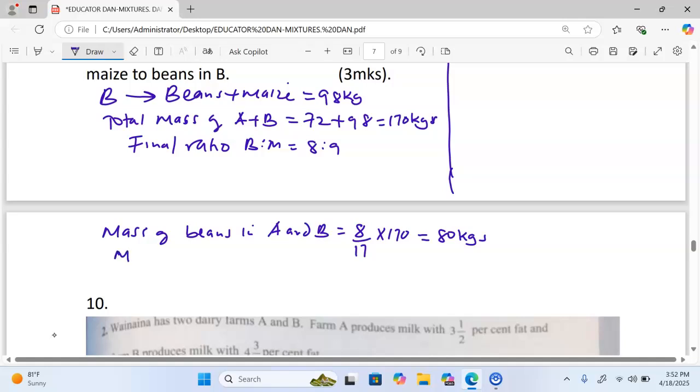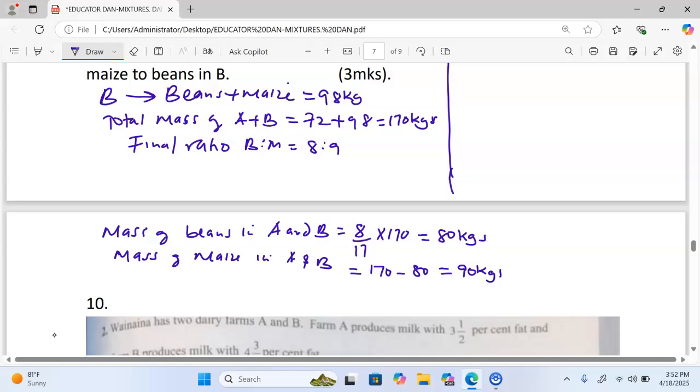Once we have the mass of beans in A and B, we can now proceed and get the mass of maize in A and B. And for us to get the mass of maize in A and B, we are simply going to take the total, which is 170, minus what has been taken by beans, and this one is going to give us 90 kgs.